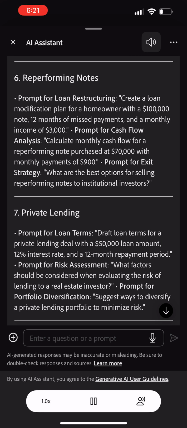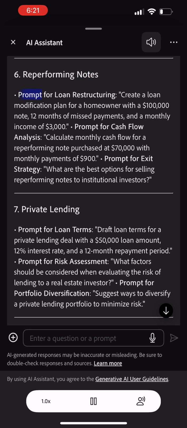6. Reperforming notes. Prompt for loan restructuring. Create a loan modification plan for a homeowner with a $100,000 note, 12 months of missed payments, and a monthly income of $3,000. Prompt for cash flow analysis. Calculate monthly cash flow for a reperforming note purchased at $70,000 with monthly payments of $900. Prompt for exit strategy. What are the best options for selling reperforming notes to institutional investors?